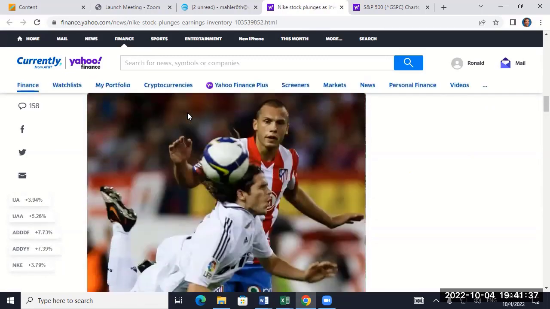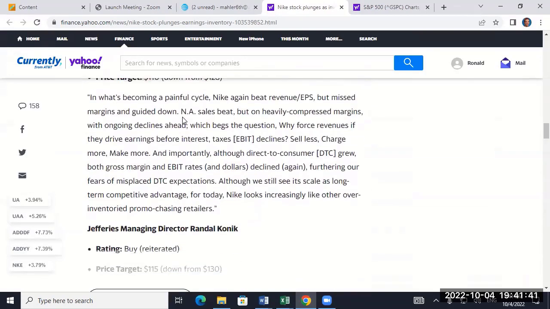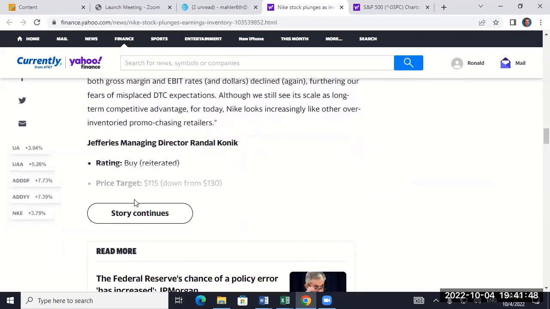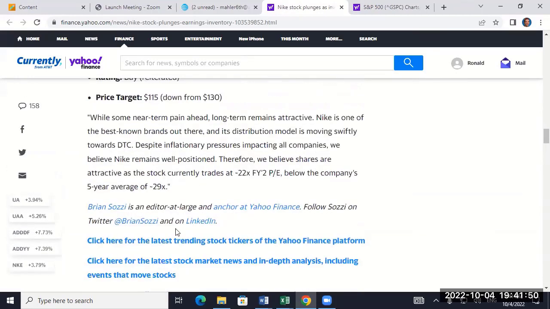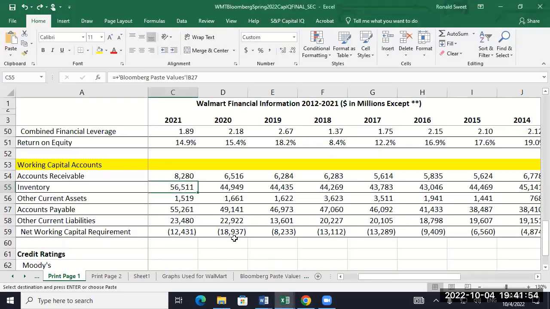So anyway, I don't know why they put that picture in there. Is that one of their advertisements? It's becoming a painful cycle. Nike again beats, but missed margins and guided down. The sales beat. They haven't mentioned inventories yet, but inventories was a huge issue for Walmart as well, and you certainly see that in these numbers.